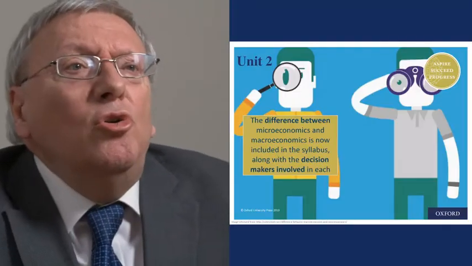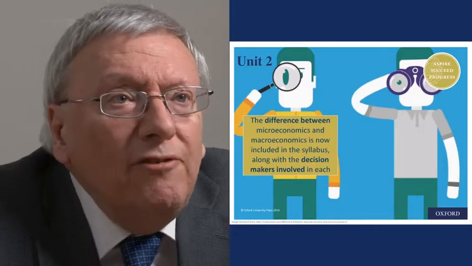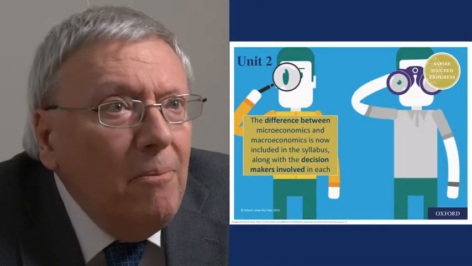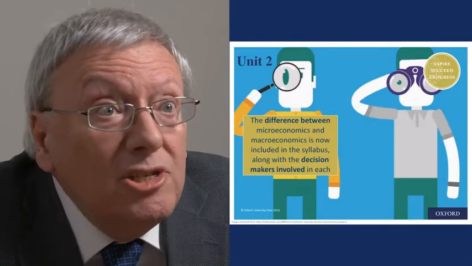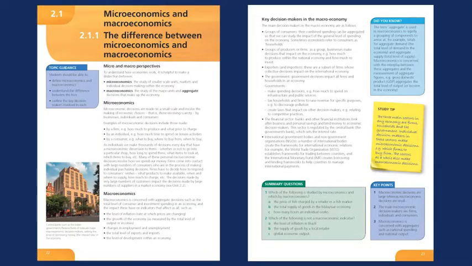You might like to discuss the challenge of teaching this particular distinction. In Unit 2, the allocation of resources, the difference between microeconomics and macroeconomics is now included in the syllabus, along with the decision makers involved in each. You might like to consider how you would use different decision makers to illustrate this important difference. The difference between microeconomics and macroeconomics is covered on pages 22 to 23 of the Essential Economics textbook.